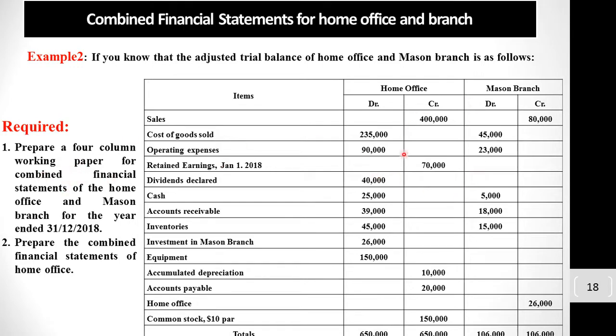We need to combine these figures in one financial statement for both home office and Mason. Number two, prepare the financial statement of home office, which is the combined financial statement. So we need to do two requirements here. First, a working paper in order to add the similar accounts and to eliminate the intercompany transactions. Then, secondly, you need to prepare the combined financial statements for the home office, which includes both home office and Mason.